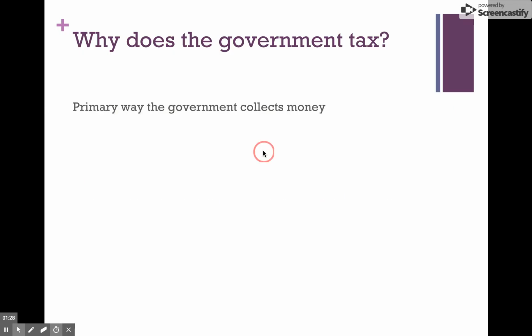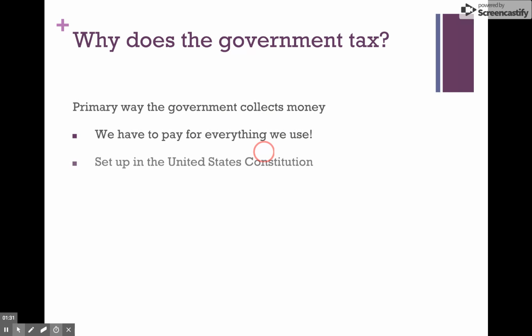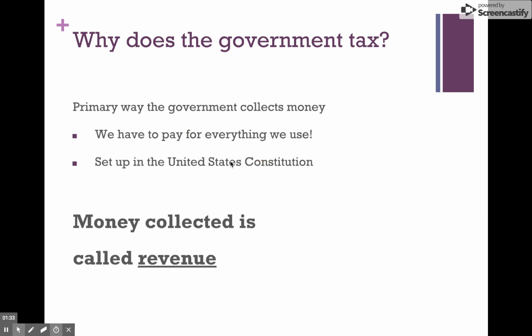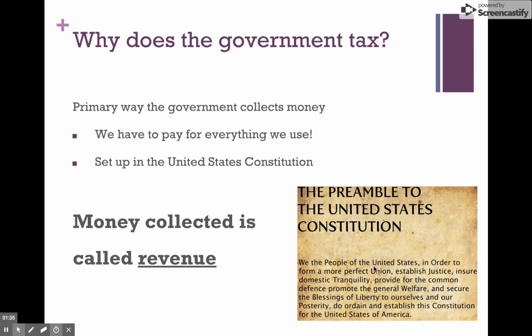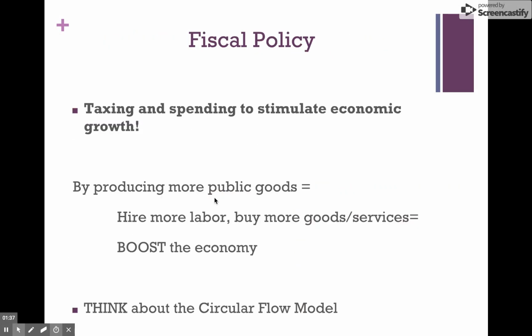So why does the government tax? Well, it's how they make money. So everything that we use to fix market failures, that money is called revenue. It comes from the Constitution. So when we look at taxes, we're talking about fiscal policy. Fiscal, we'll get into that in the next chapter. It's the government trying to stimulate or slow down the economy.